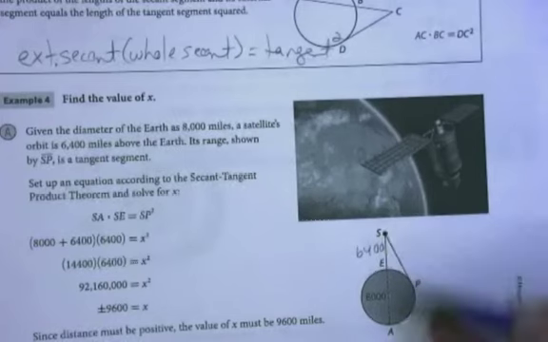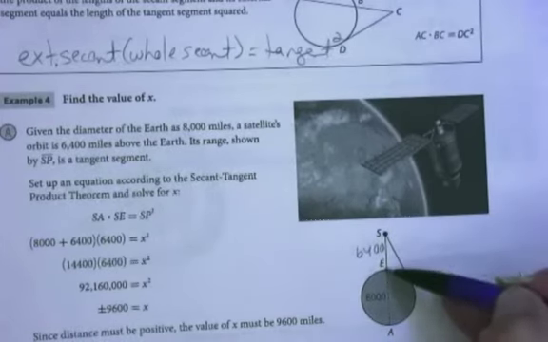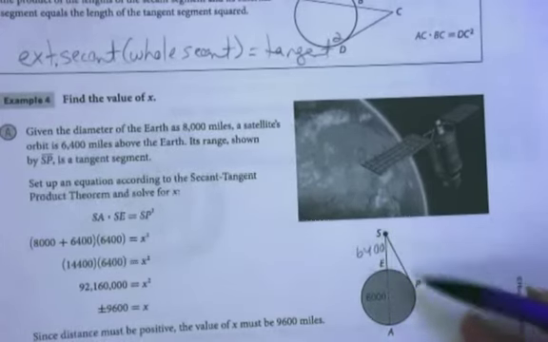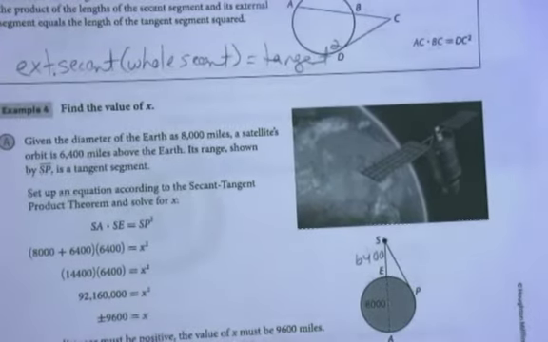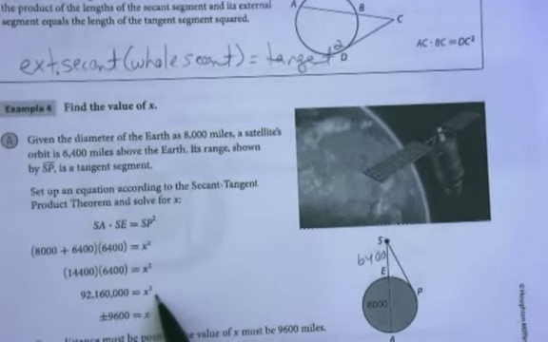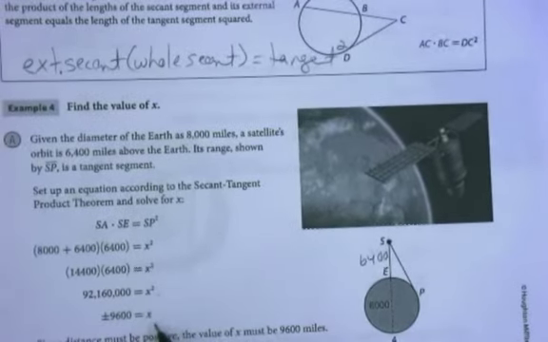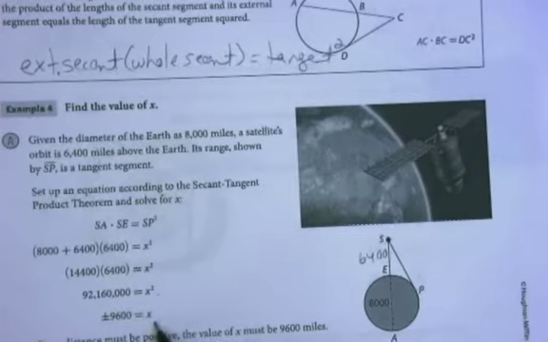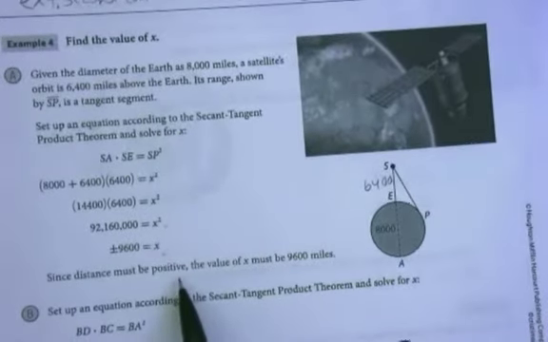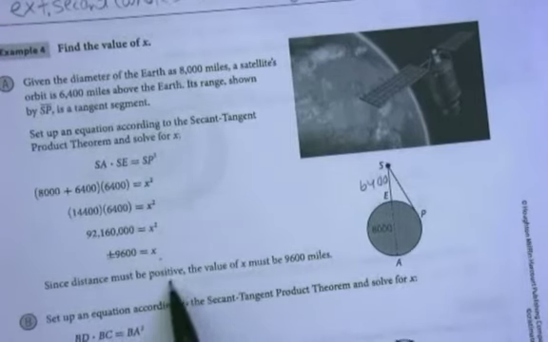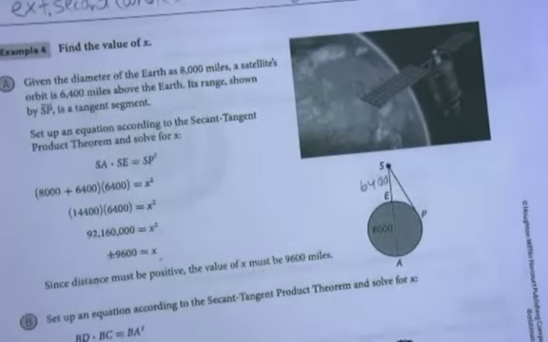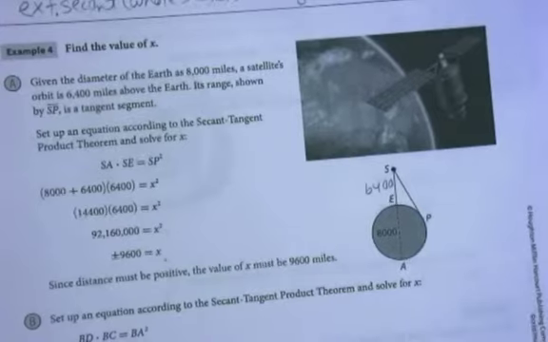SA is the whole secant, SE is the external, and SP is the tangent. So you see those values plugged in, and then they solve for x. When you solve for x by taking the square root of both sides, you must remember from algebra that x can be positive or negative. However, in the context of this problem, distance has to be positive, so we only look at the positive value, so the value of x is 9,600 miles.